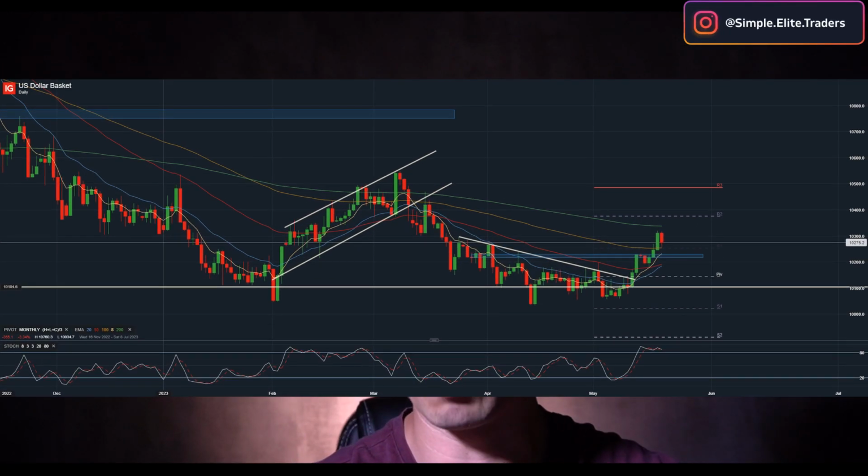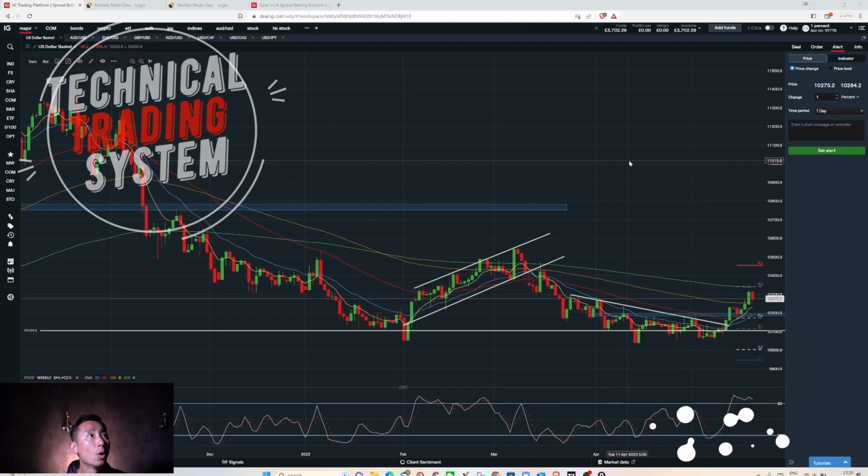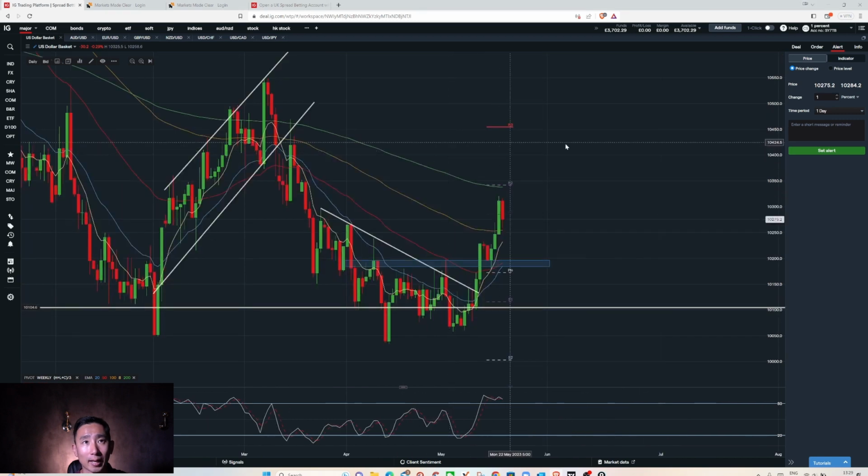Dollar index is in a daily uptrend. However, I think for the coming days we could see a retracement. Let me explain to you why. This is the chart of dollar index. You can see we are having a daily uptrend, undeniable.